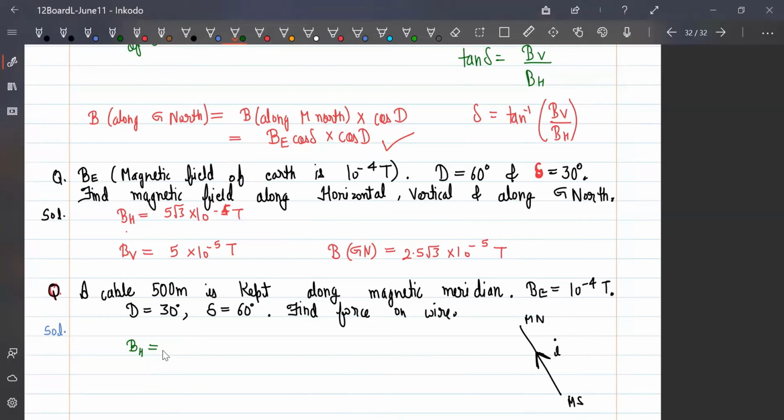Sir, 500 into cos 60. Cos 60 is correct. 5 into 10 to the minus 5 Tesla is the magnetic field, and we will take its cos 60. Then the force will be IL.